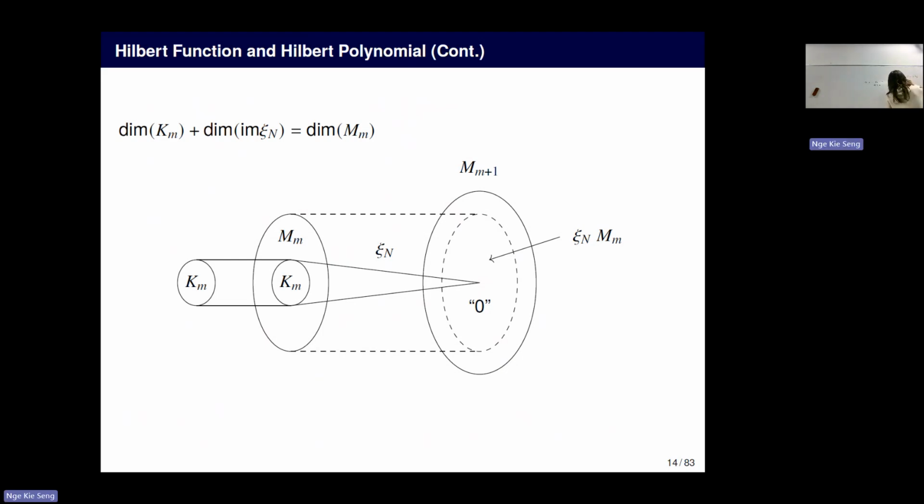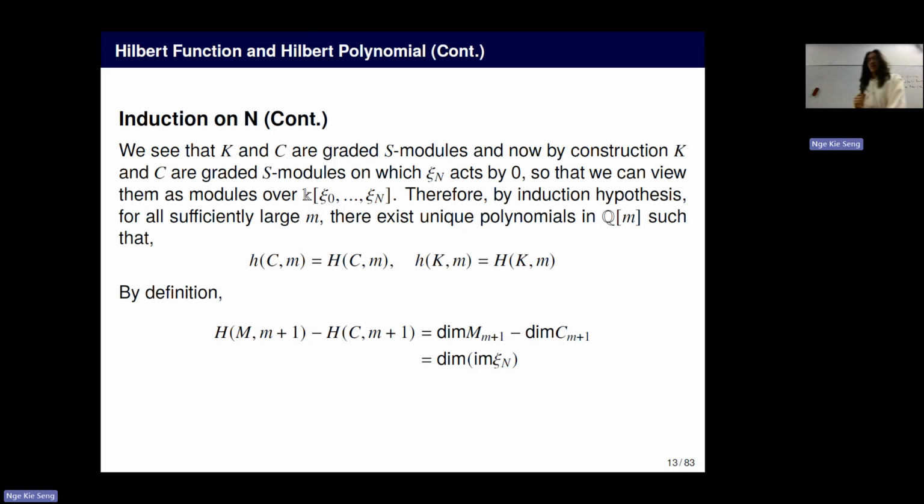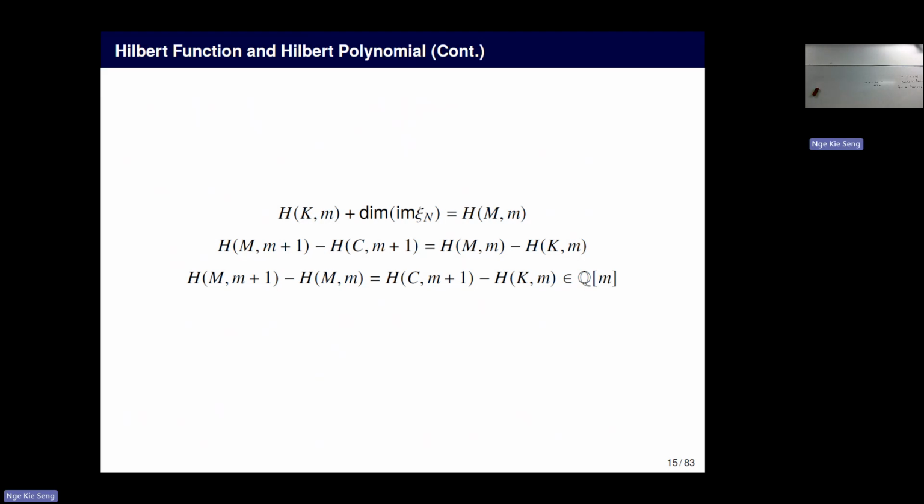For a map like this, the dimension of the kernel plus the dimension of the image will also equal the dimension of the domain. This is a lemma, an application of the rank-nullity theorem. This is a depiction of this. Also, we change the M and M to our map just now, and this equation stands true. So we have the following equations: what we had just now, the dimension of the image, and we discard this, and the difference of the Hilbert functions should be the same.